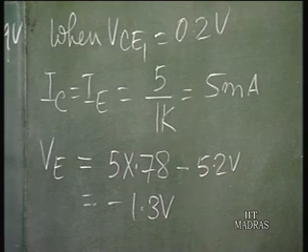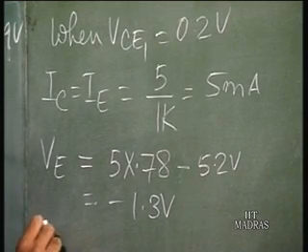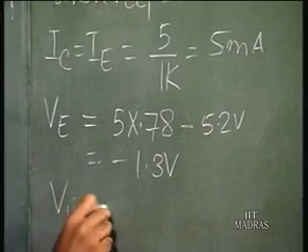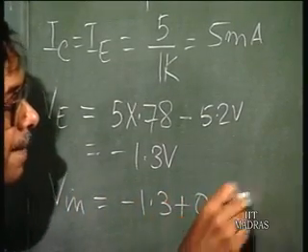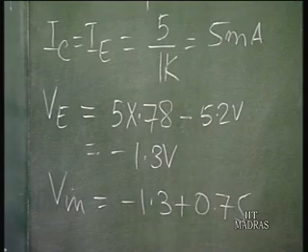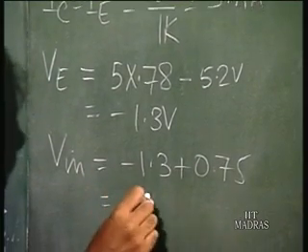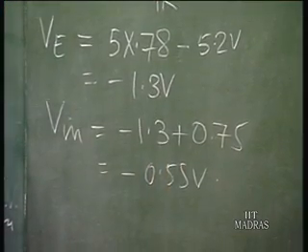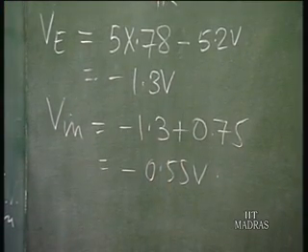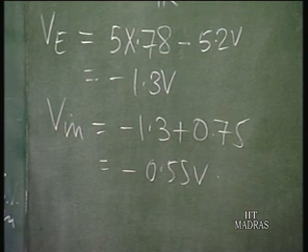All right. Now VE is minus 1.3 volts. So Vin is minus 1.3 plus 0.75. Okay. So that is equal to minus 0.55 volts. Is that correct? All right. So when Vin goes to minus 0.55 volts, the transistor actually goes to saturation.